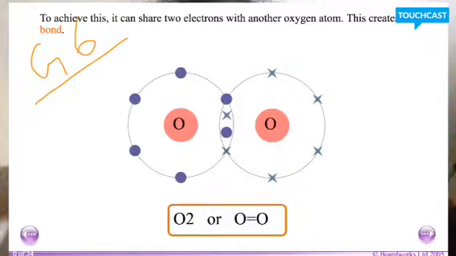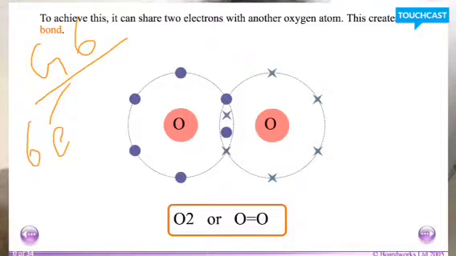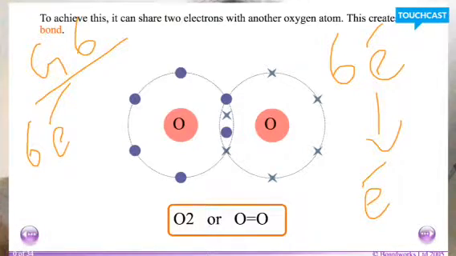This means that it has 6 electrons in its last shell. Similarly, here there are 6 electrons in the last shell. Now, as we know, both of them are not stable chemically, so they need to share electrons. This one needs to become 8, and this one needs to become 8.